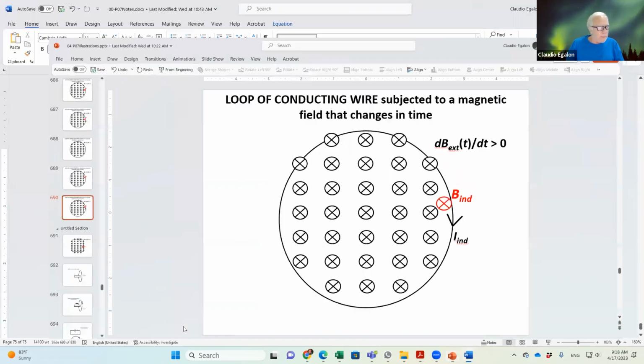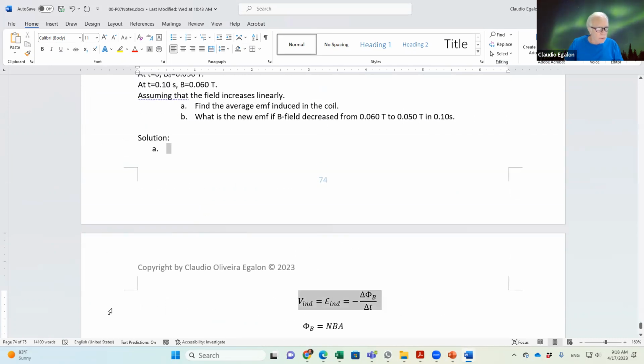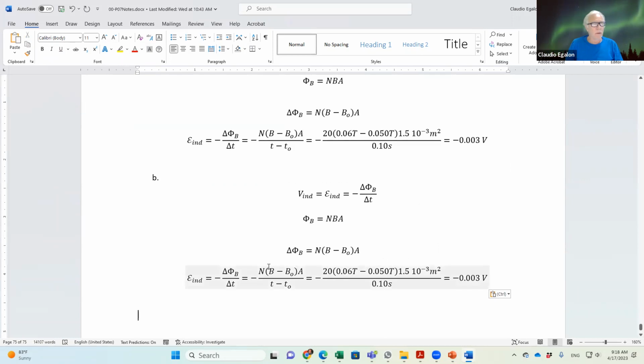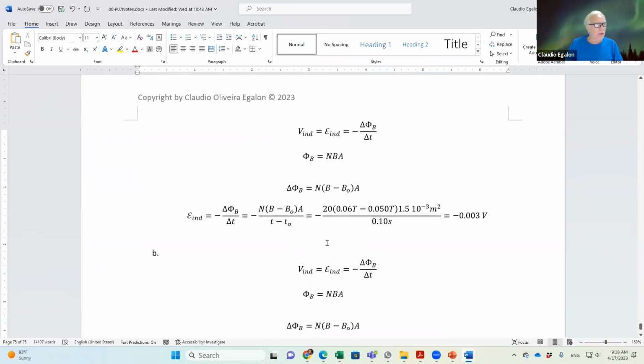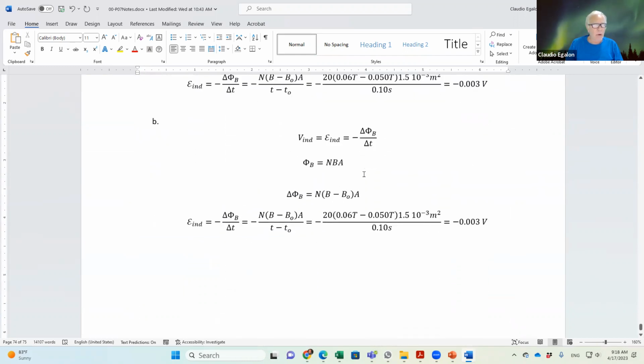Let's do the math. That's item A. What about item B? The numbers are just going to be different. Same thing here. The flux is decreasing from 0.06 to 0.05.